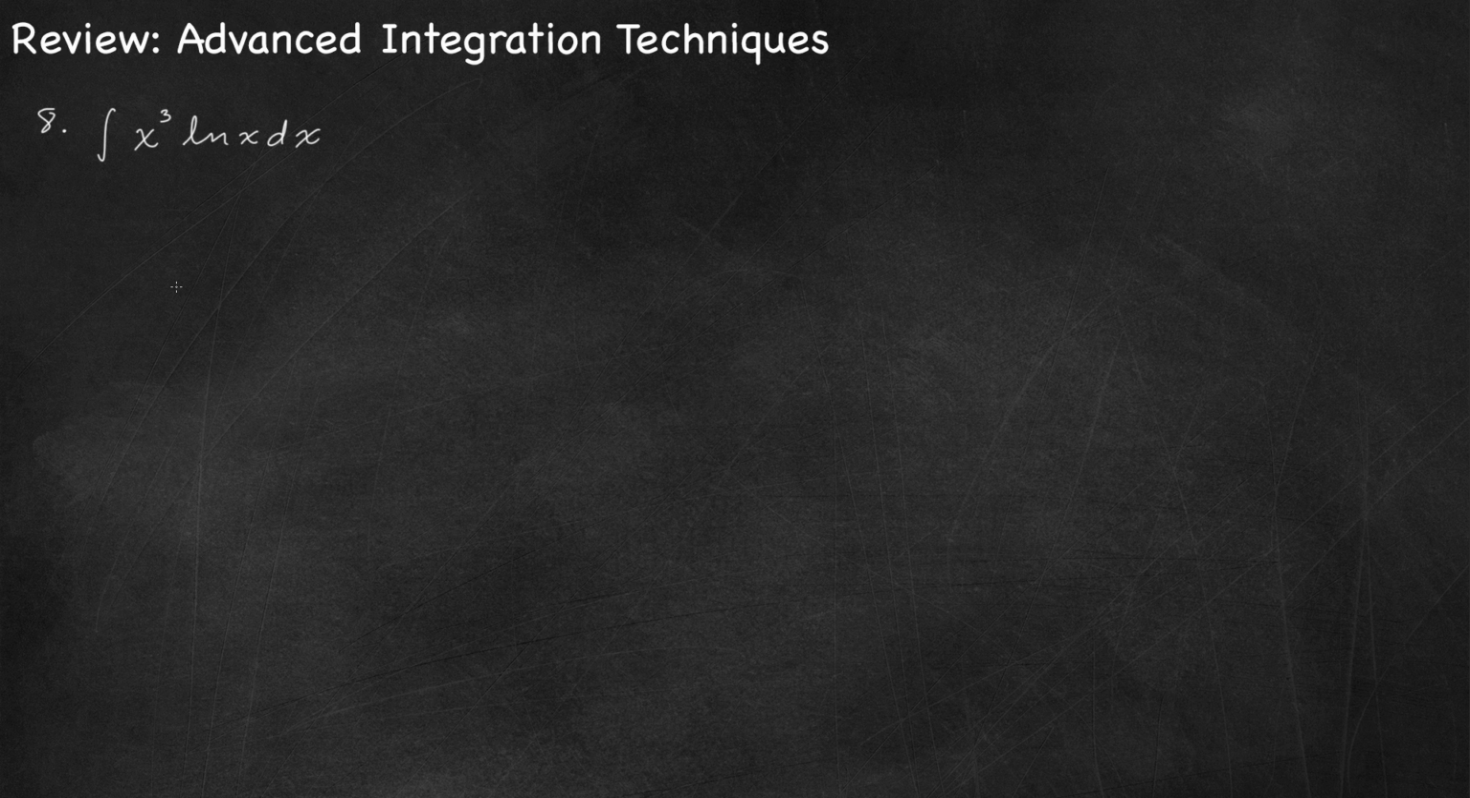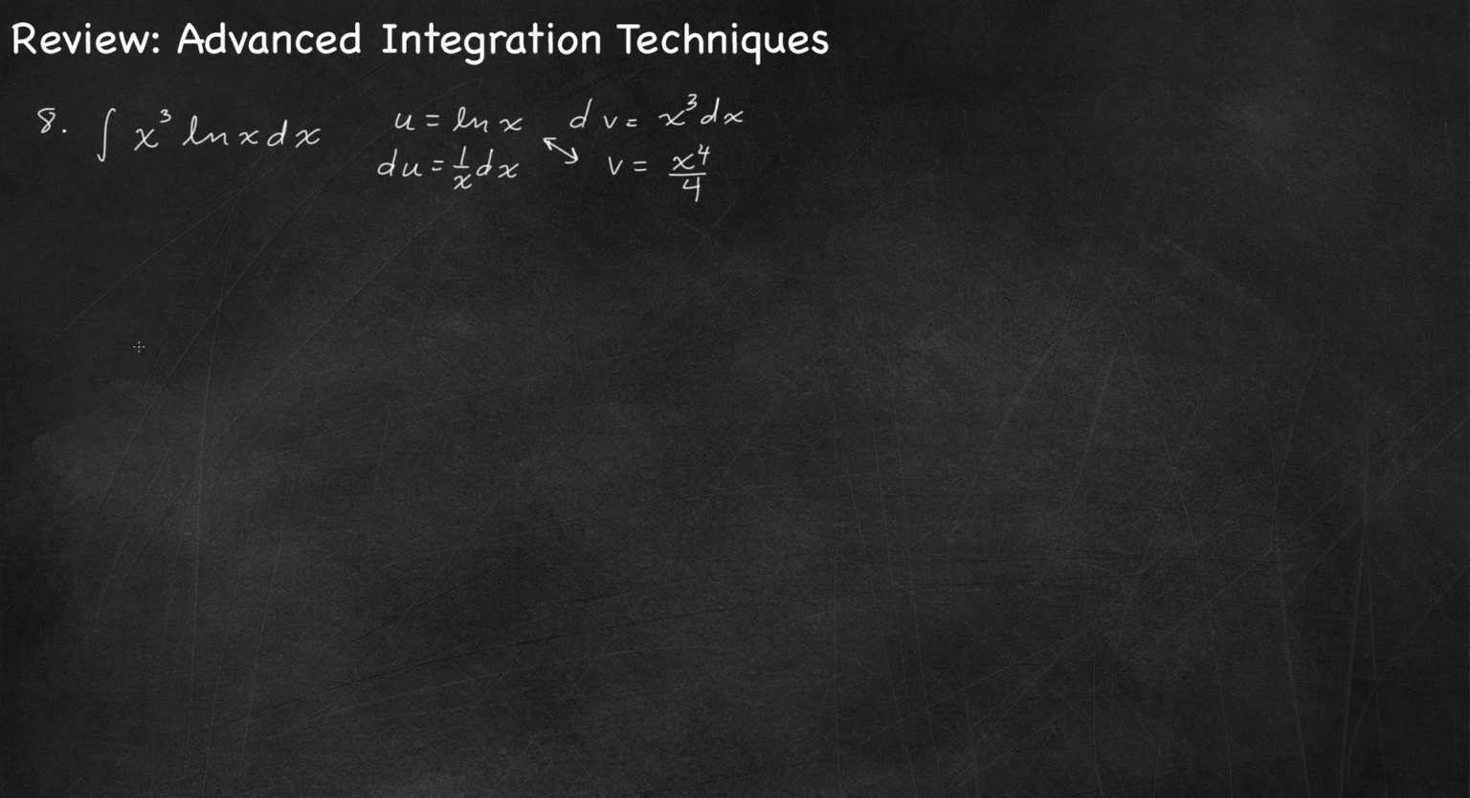Number 8, integral of x cubed ln x dx. Okay, this looks like another integration by parts, and the natural log has priority for our u. u equals ln x, then dv is everything else. That's going to be the x cubed dx. So du is 1 over x dx, and my v is x to the 4th over 4.